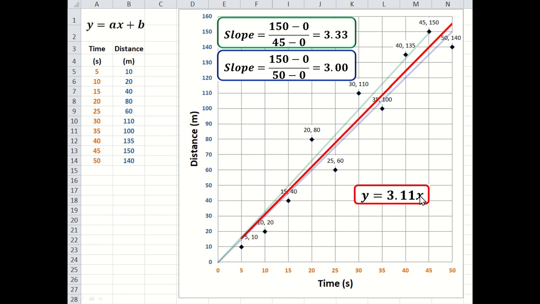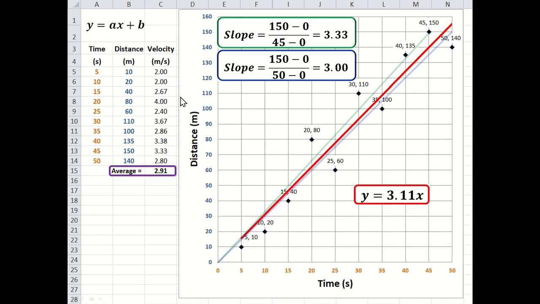Because this is on the x-axis and this is on the y, that number is going to be the slope, which again was different than those two. But that would be our absolute best way of finding the speed of that car given this data.